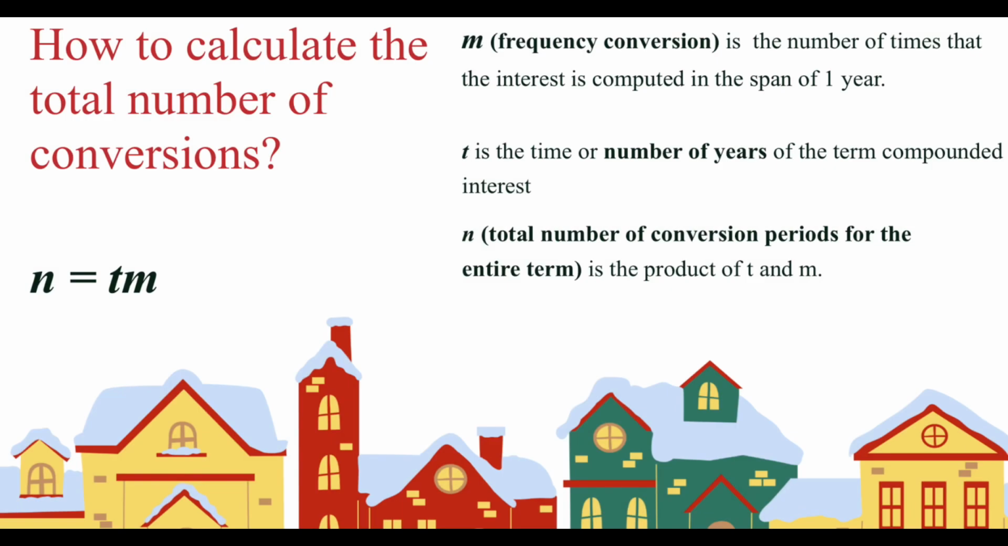How do we calculate the total number of conversions? M, or frequency of conversion, is the number of times that the interest is computed in the span of 1 year. T is the time or number of years of the term of the compound interest. N, or the total number of conversion periods for the entire term, is the product of T and M. N is equal to T times M.